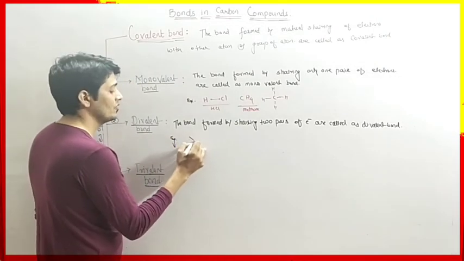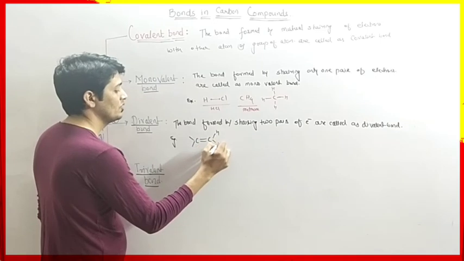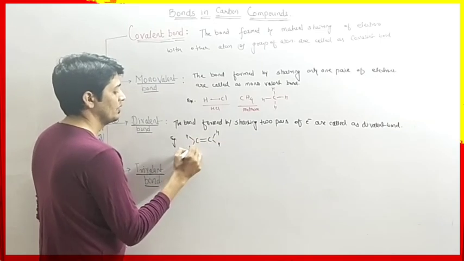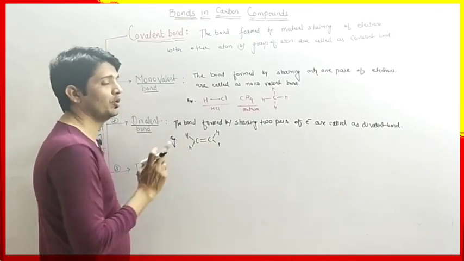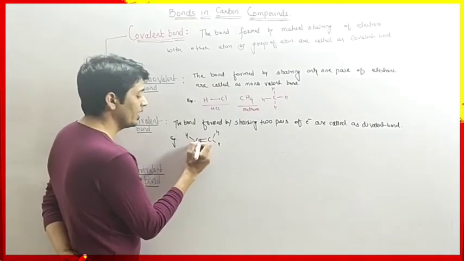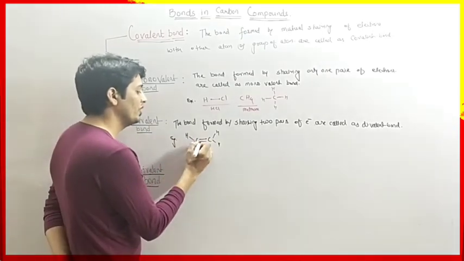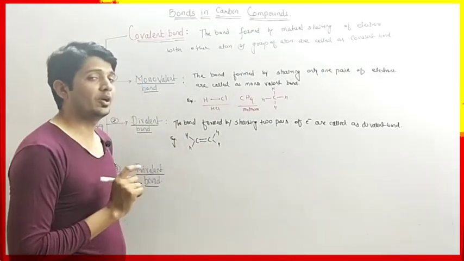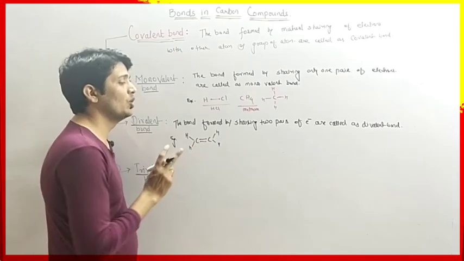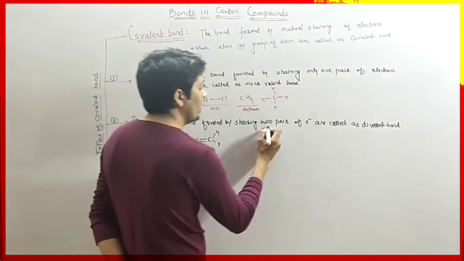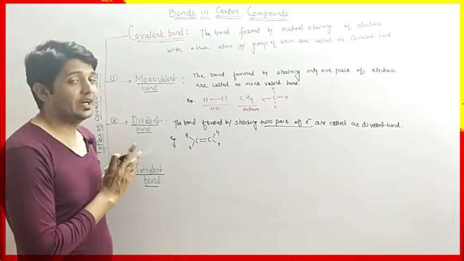Yesterday we have seen about ethene. Here hydrogen atoms are present and between carbon and carbon 2 bonds are present. So this bond is formed by sharing one pair of electron and this bond is formed by sharing another pair of electron. So in carbon and carbon atom, these two bonds are formed by sharing two pairs of electrons. Hence, this is the divalent bond.